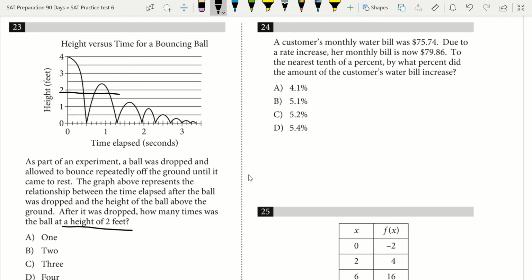Okay, I just draw a line from a height of 2 feet. How many times was that ball crossing that line? I see it crosses here, here, and here, so that's going to be 3 times, so my answer there is going to have to be C for number 23.